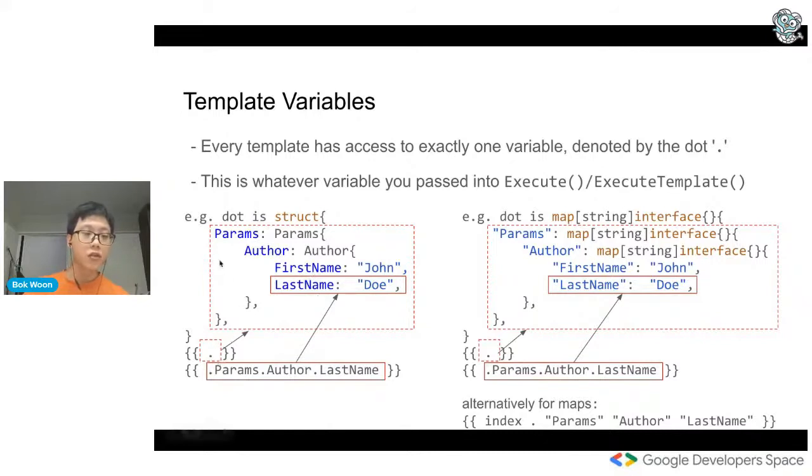The dot will refer to this entire thing, whereas .params.author.lastName refers to this specific last name Doe over here. And similarly, if you have your dot as a map[string]interface{}, a nested map[string]interface{}, so you've got params, map string interface, author, last name, it's exactly the same thing. The dot refers to this entire thing. And if you do .params.author.lastName, you're doing the same thing where you will look up params, author, last name.